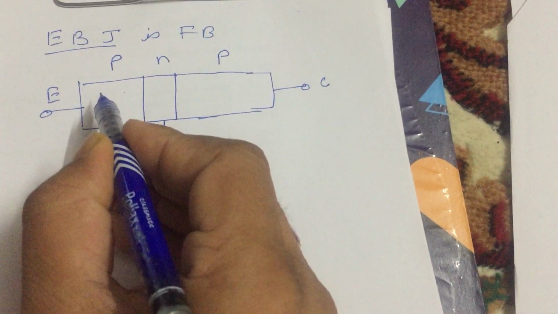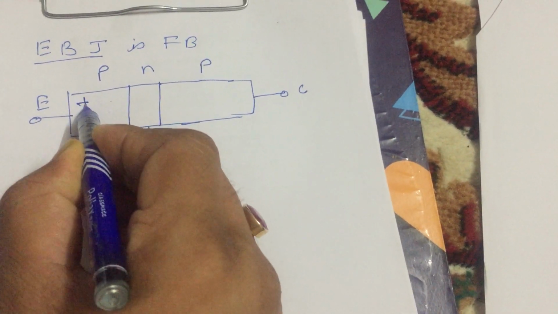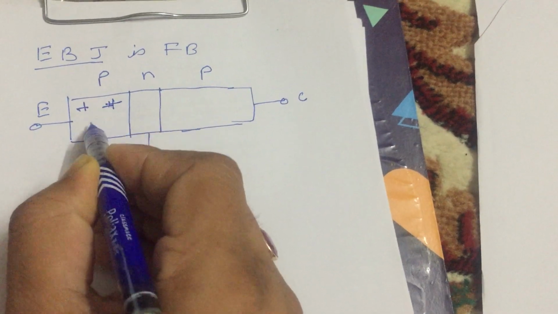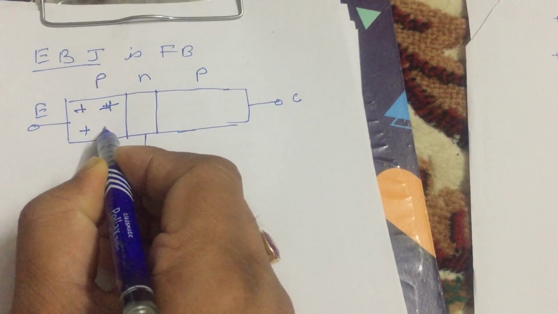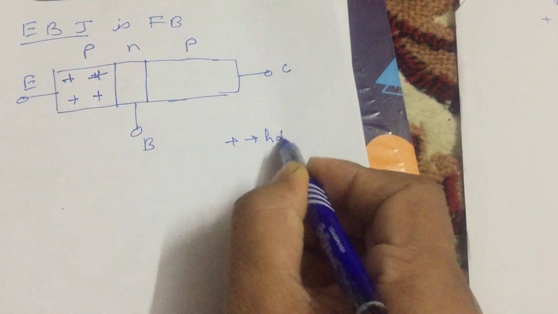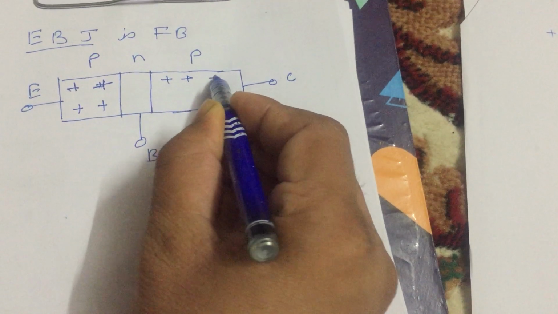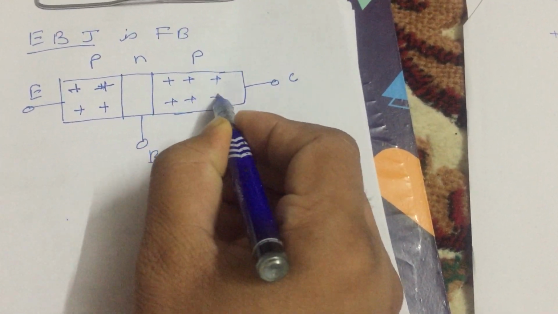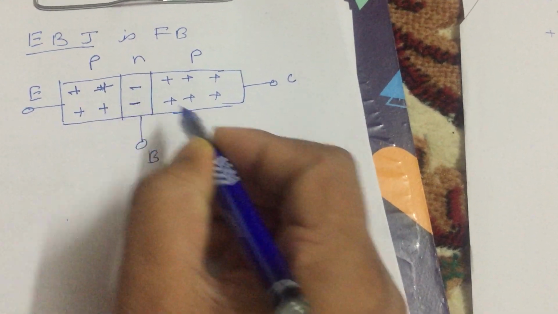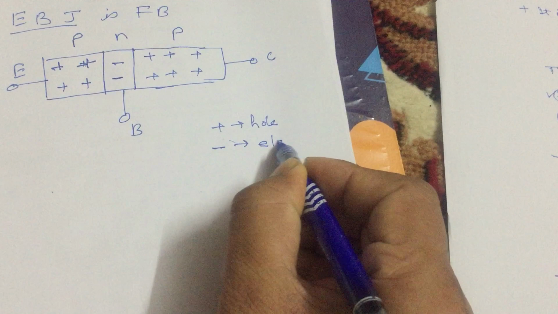Now we know that in P-type semiconductors there are several free holes, and the number of holes is much higher here. So plus is a hole. In P-type semiconductor, plus is hole. And in N-type semiconductor, the majority is an electron. So we are denoting the minus sign by electron.